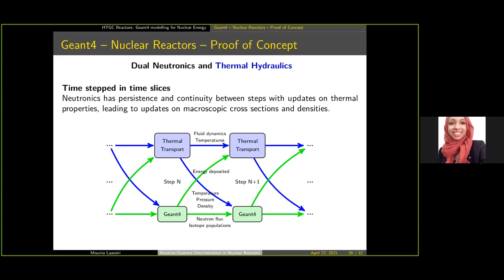Yeah, exactly. Here we use the thermal transport code for fluid dynamics and temperature to calculate the transfer of heat between each part of the reactor: the bubbles, the column, and the walls.